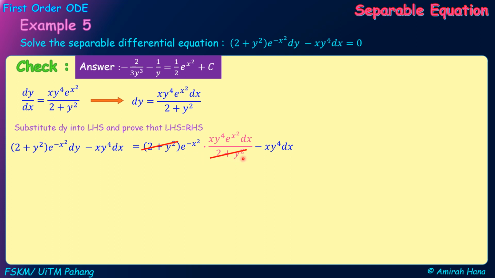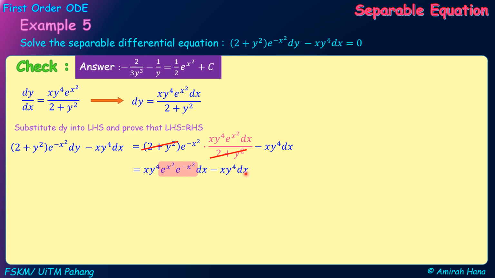After we simplify and rearrange, we get x y to the power of 4 e to the power of x squared times e to the power of negative x squared dx. No more over 2 plus y squared, because we simplified it with the other 2 plus y squared here. And then minus x y to the power of 4 dx.